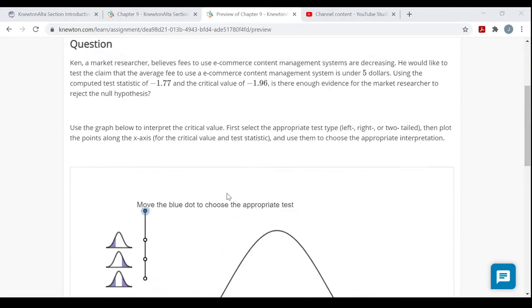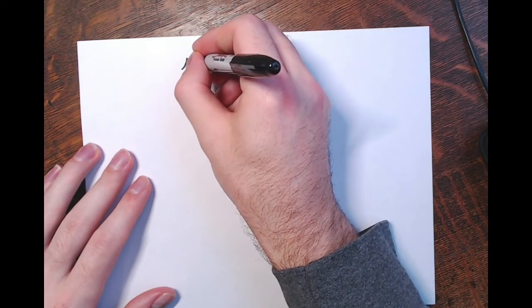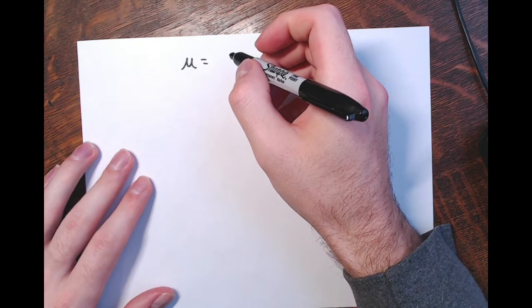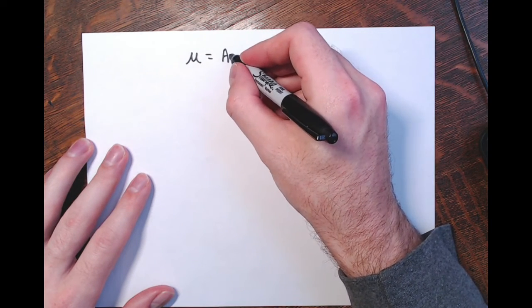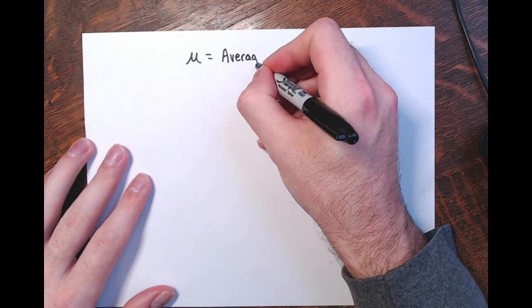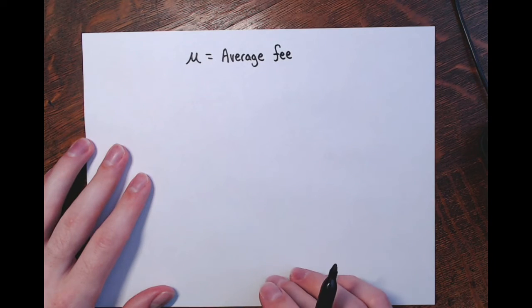Now, before I go into this graph, I'm going to write down some of this information and start doing what I would be doing if I was doing a hypothesis test from the beginning. All right, so we have a claim. First off, this is about averages. This is about some mu, some population mean. So I'm going to say mu is the average fee, the mean fee to use these e-commerce content management systems.